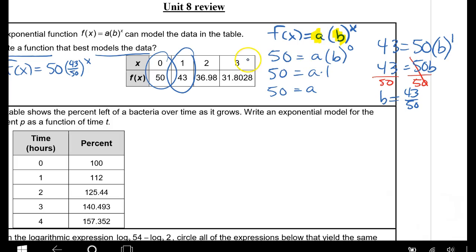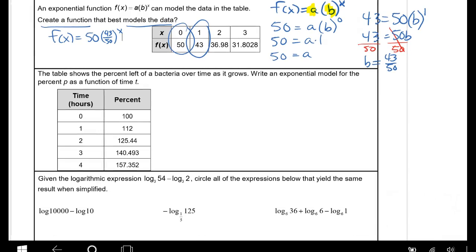First find your a, and you can use the same steps I just used for the next problem. Figure out what is a when the x is equal to 0. Plug that in, that should give you a, and then use the next value for x is equal to 1. Plug in that 43 and the 1, and that should give you your b. Okay.